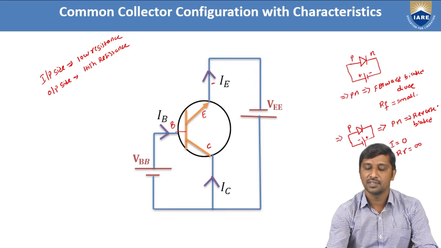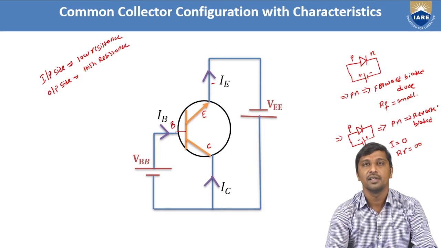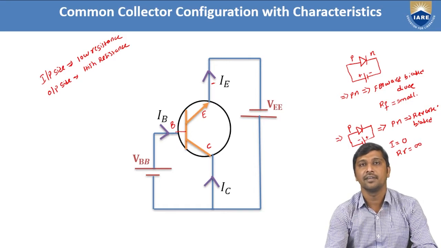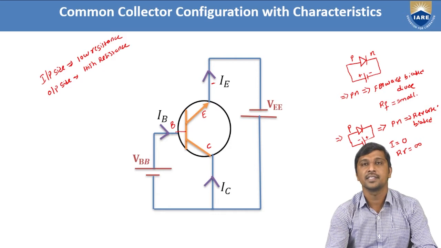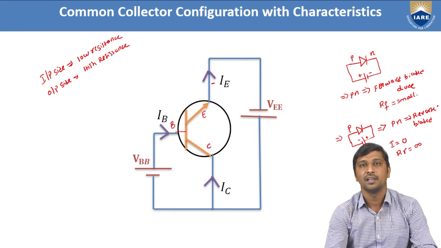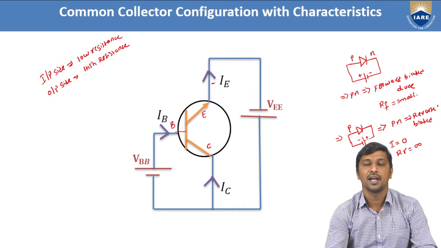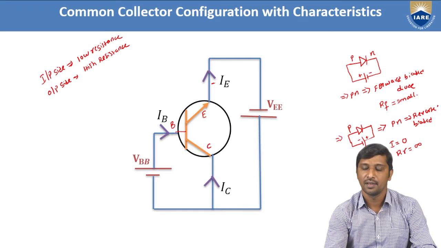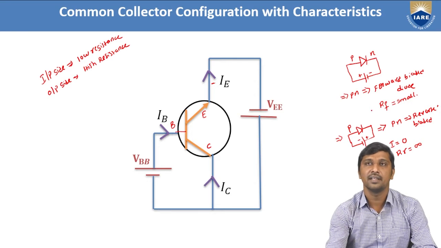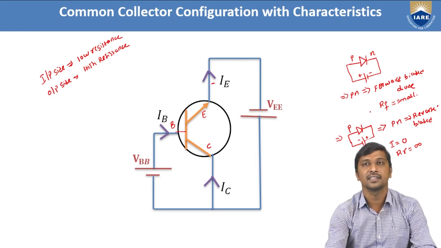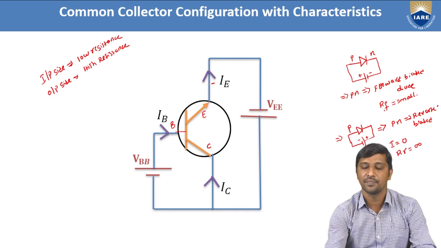From these two principles, on the input side we need to offer a very small resistance, and on the output side we need to offer a very large resistance, to satisfy the definition of the transistor, that is, to transfer a signal from a low resistance input circuit to a high resistance output circuit. So on the input side the PN junction must be forward biased, and on the output side the PN junction must be reverse biased.